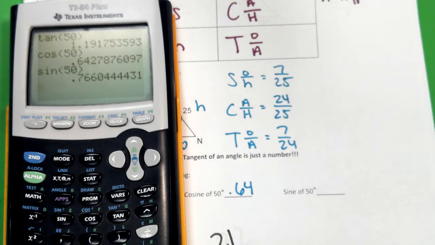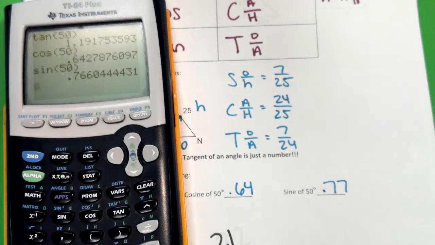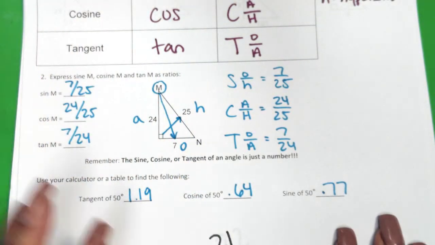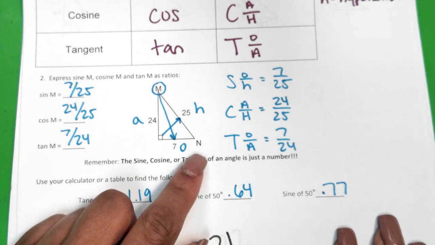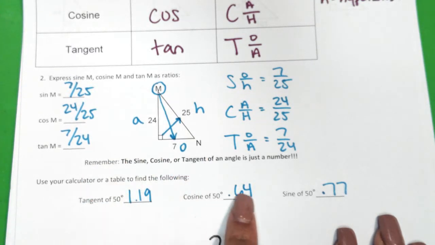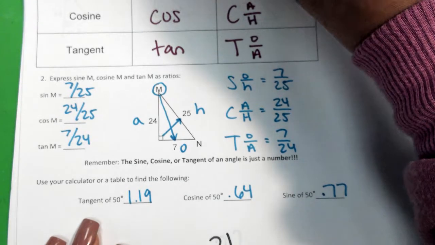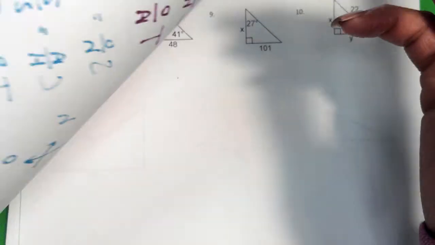And I get 0.77 if I'm rounding. So 0.77 if I'm rounding to the nearest hundredth place, or the second decimal place. Okay, so that is finding missing sides in reference to an angle, and then using a calculator to find the decimal values of certain trig functions. So going to page 22, after page 21.